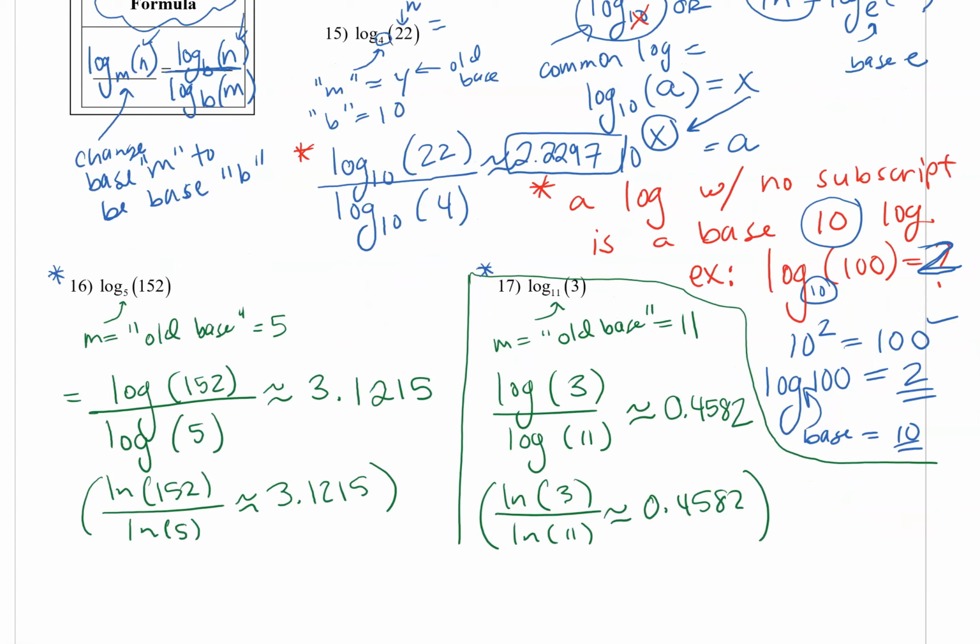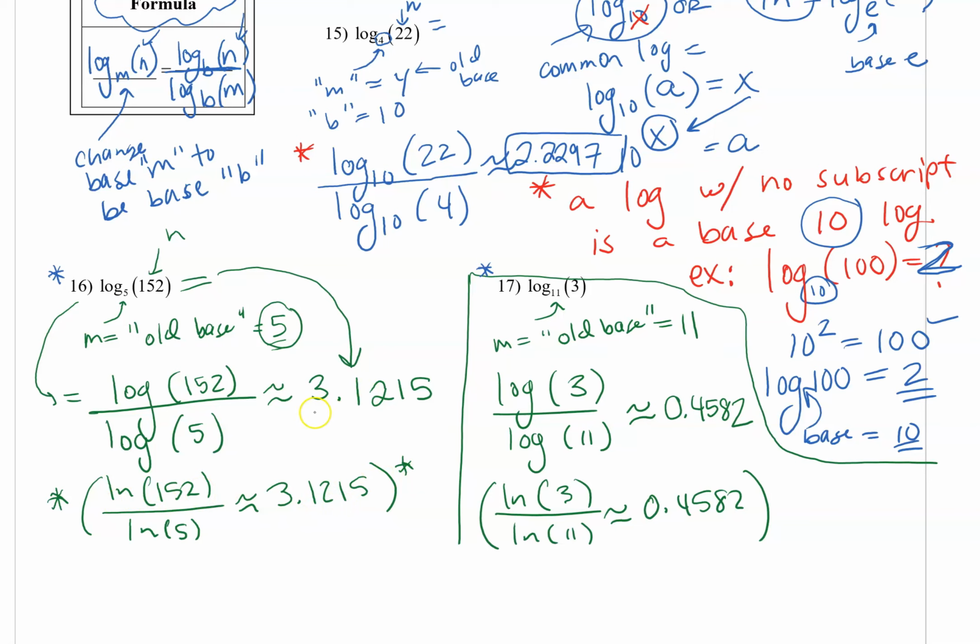Okay, so first we recognize our base in this case is 5, and we're switching over to a base of 10, and our input is 152. So if I want to use a log base 10 to determine the value of this, so by the way, these are approximations for this log, but I'm using the change of base to get that. I would do a log of the inside divided by a log of the old base, and I get about 3.1215. Notice again, you can use the natural log as well, because that's another one that's on most calculators, and it would get you the same decimal.